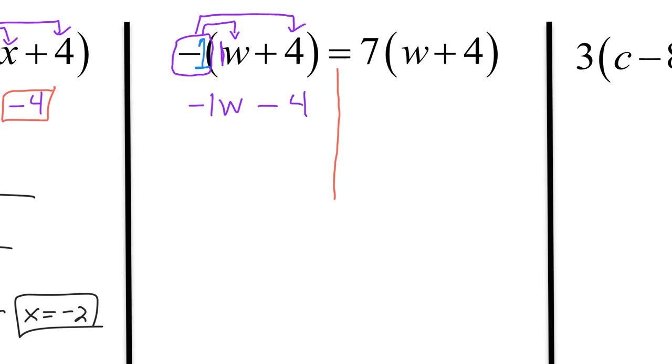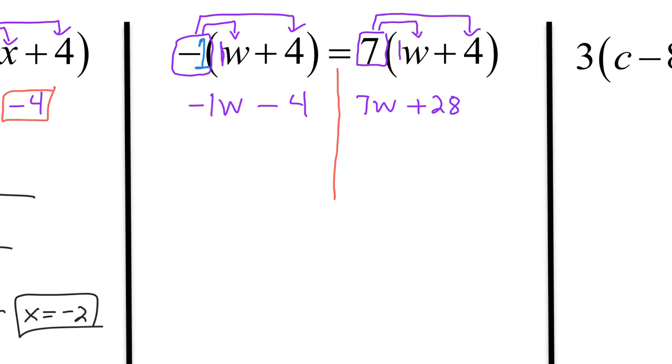Now when you move on to the right side, let's look at what we can do. On the right side again, we do have a 7 outside of the parentheses. So I am going to distribute that 7 into the parentheses. So I'm going to multiply 7 times 1w, that would be 7w. Remember, we're multiplying, 7 times 1 is 7. And you multiply the next one, positive 7 times positive 4. That's going to be positive 28.